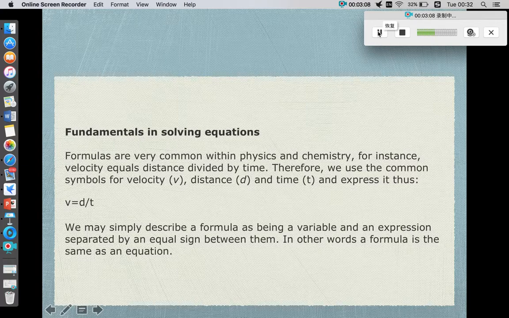Formulas are very common within physics and chemistry. For instance, velocity equals distance divided by time. Therefore, we use the common symbols for velocity, distance, and time, and express it like the following. We may simply describe a formula as being a variable and an expression separated by an equal sign between them. In other words, a formula is the same as an equation.